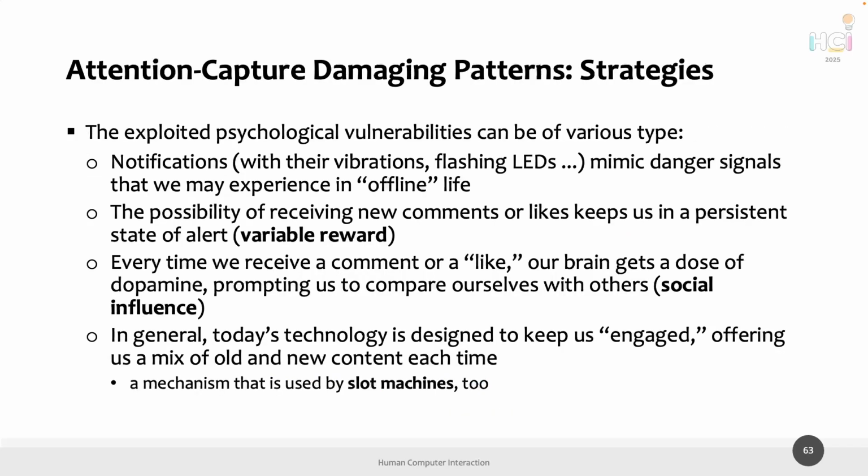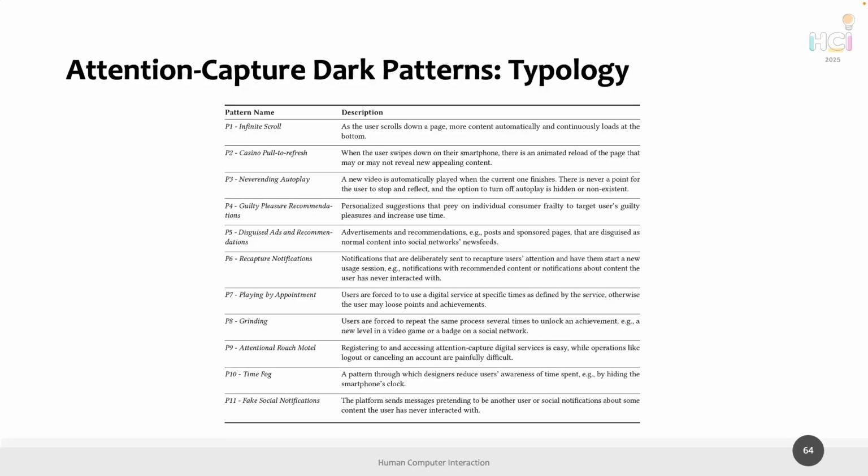So again, we can have different kinds of psychological vulnerabilities and cognitive biases that we can exploit. For example, the possibility of receiving new comments or likes keeps us in a persistent state of alert. So there is this concept of variable reward that we will see in some examples. We tend to compare ourselves with others, so we can exploit this social influence vulnerability, and so on. So let's briefly see before the break some examples of these patterns.